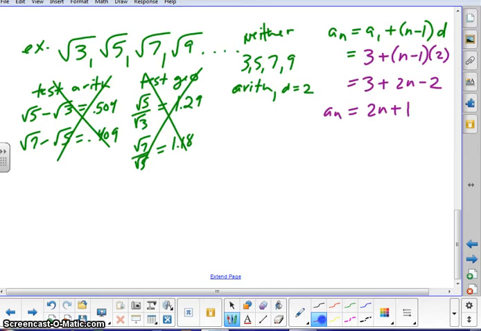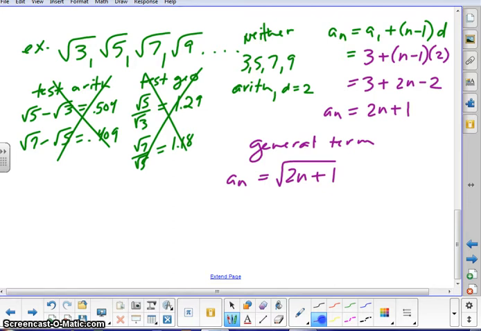Now, for the whole thing, though, with all the square roots, how we can finish this up is by taking what we just found, 2n plus 1, and putting it underneath the radical sign. And that will finish up that one.